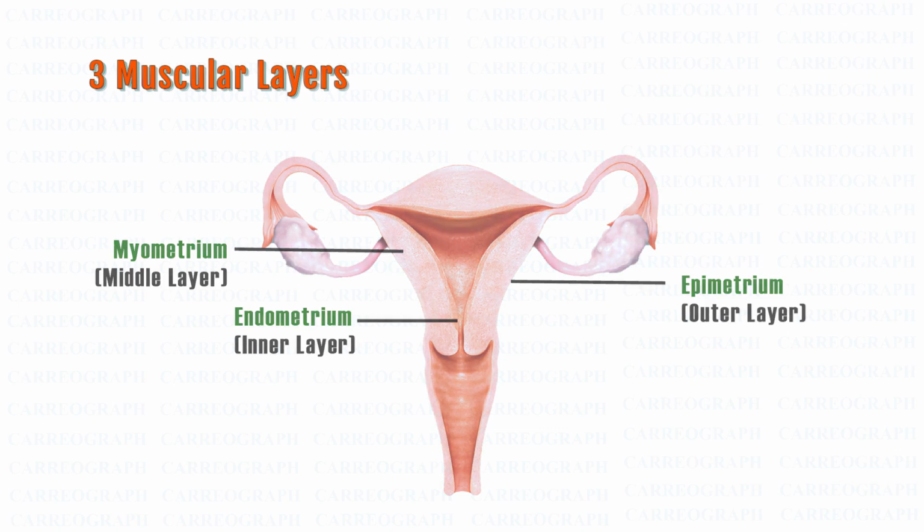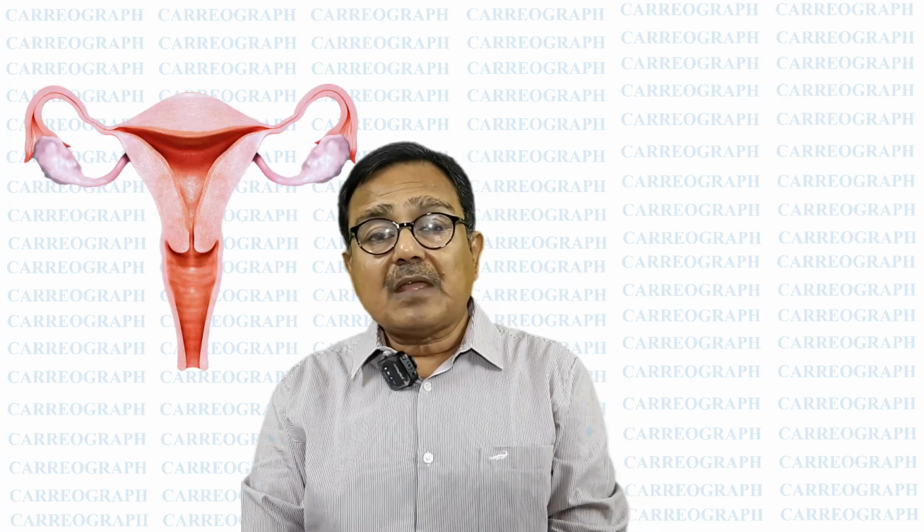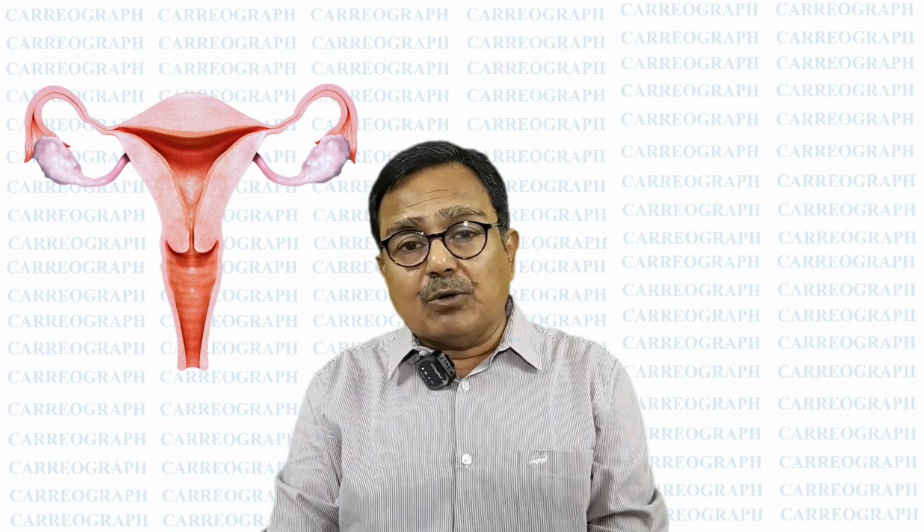Ovaries contain thousands of follicles. What is a follicle? A follicle is a sac-like structure filled with fluid. Inside the follicle, there is one ovum. In fact, the two ovaries contain thousands of follicles, and each follicle contains one ovum.